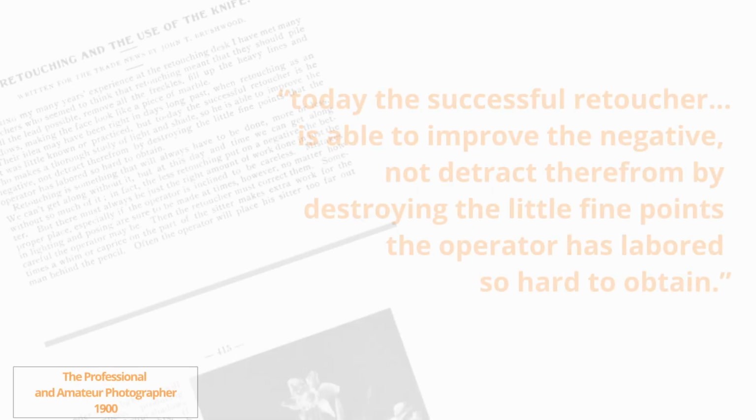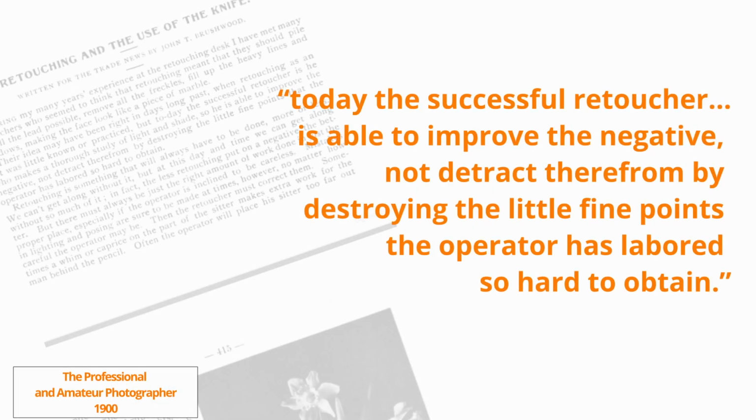If we're comfortable addressing the mechanical and perceptual problems of photography, along with the short-lived distractions in the frame, then what would be beyond the scope of conscientious retouching? I'll make some suggestions. Complete removal of characteristic marks to the point it destroys every sense of a likeness. That's the antithesis of a portrait. John Brushwood in The Professional and Amateur Photographer in 1900 said, "Today the successful retoucher is able to improve the negative, not detract therefrom, by destroying the little fine points the operator has laboured so hard to obtain."